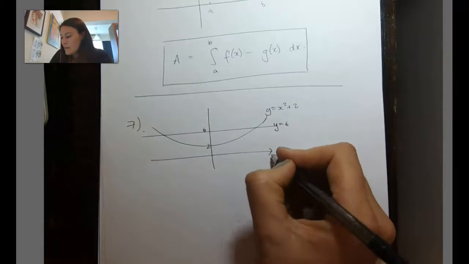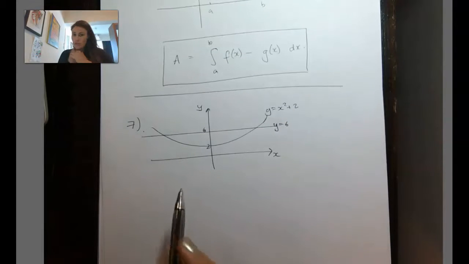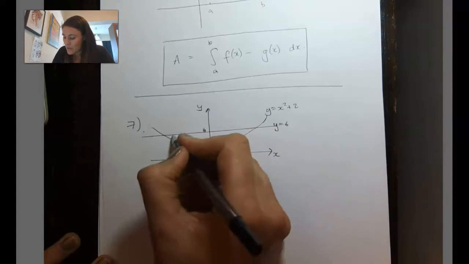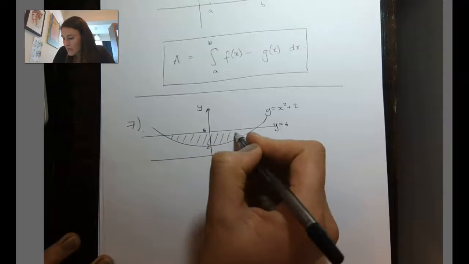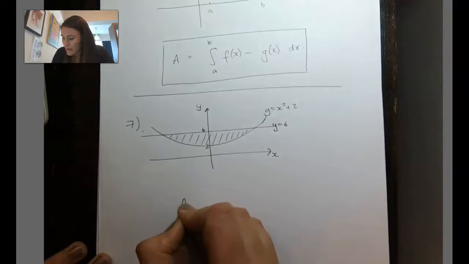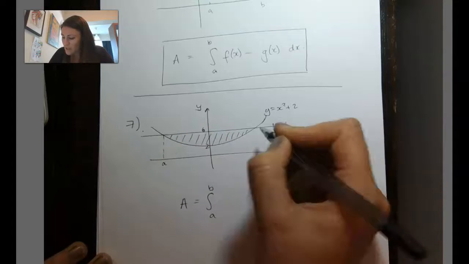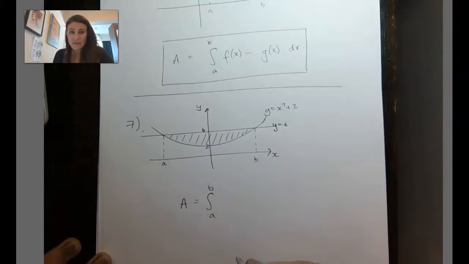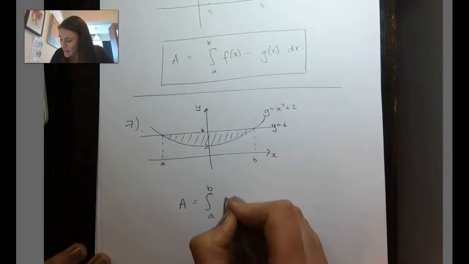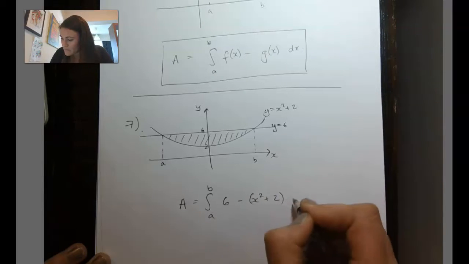So here I've got my x-axis and my y-axis, and I've got two functions. I've got quite a simple function, just y equals 6, and I've got y equals x squared plus 2. And the area that's enclosed is that part. So using this formula, the area that I want is the integral from a to b, and a will be this point, which I need to find. B will be this point, which I need to find. And my top function here is y equals 6, and the one on the bottom is x squared plus 2.